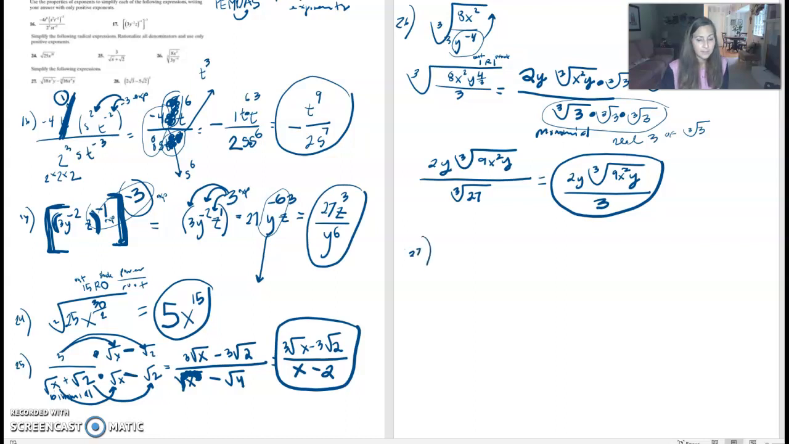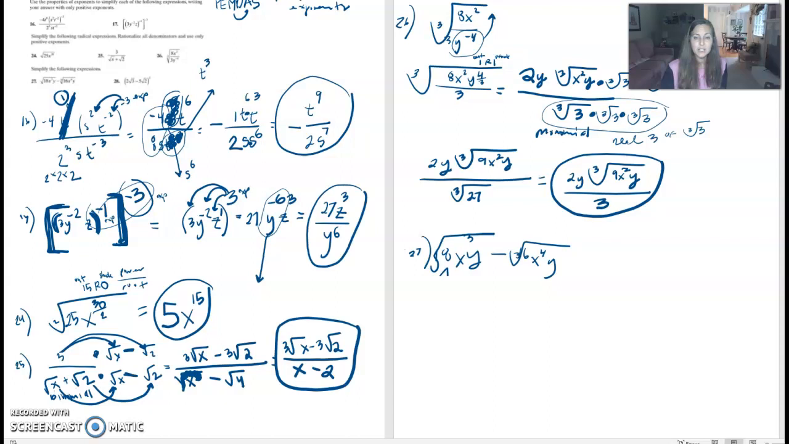Number 27, it is 18x cubed y, and all that is in the radical. Sorry, I had to write it down. Minus the cube root of 16x to the 4th y. Super sloppy, I apologize. Okay, this is a square root, this is a cube root. They cannot be combined, but they can both be simplified.